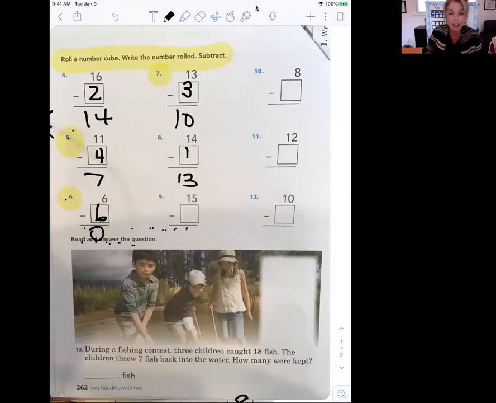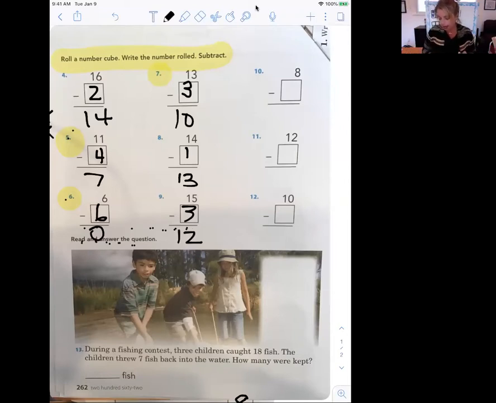Now number 9. 15, take away, let me roll my dice. 15, take away 3. So I've got to write a 3 in. So 15, take away 3. 1, 2, 3. Where did I land? 12. So my answer is 12.